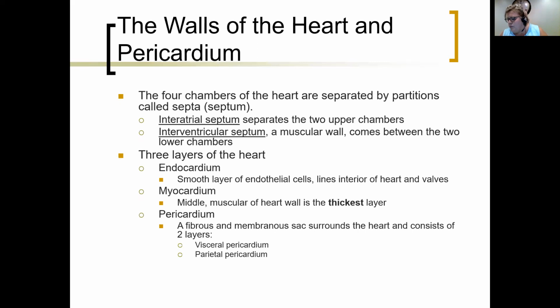Number 4 is the myocardium, and that's the pink. And this is the middle muscular layer of the heart. It is the thickest layer, and at its very thickest is where it surrounds the left ventricle.